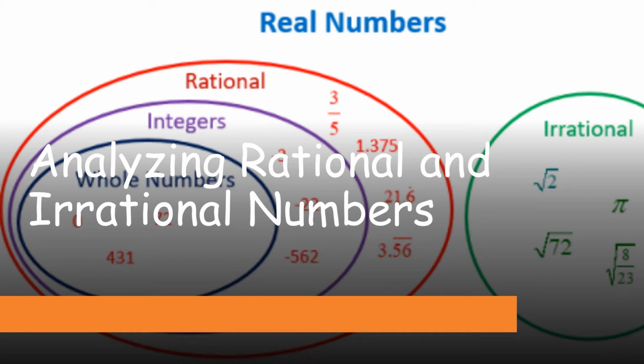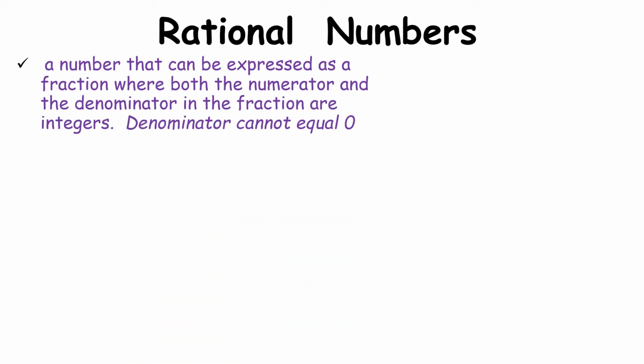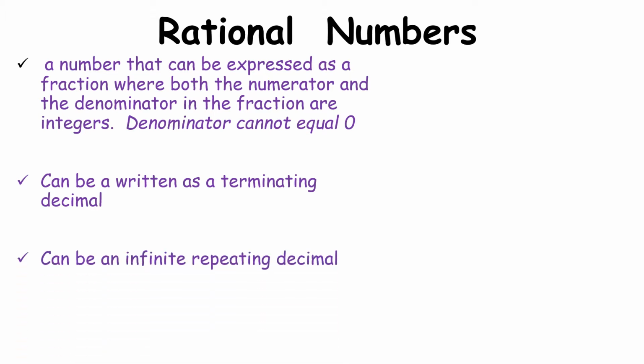All right, so let's take a look at some rational and irrational numbers. So let's look at rational numbers first. A rational number is a number that can be expressed as a fraction where both the numerator and denominator in a fraction are integers. The denominator cannot equal 0. Next, a rational number can be written as a terminating decimal, and it can be an infinite repeating decimal.